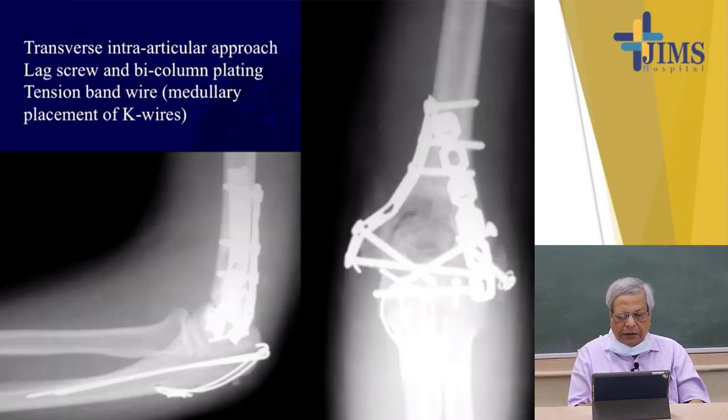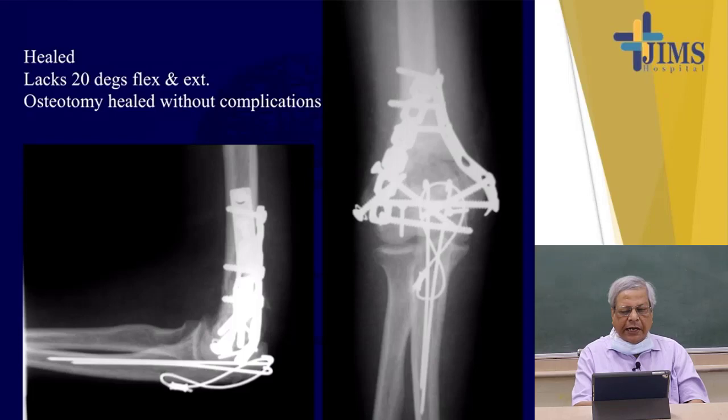This is a classical tension band wire that underwent olecranon osteotomy, and the triceps were reflected this way. Then this internal fixation was done. This is on the lateral side. This is a placed reconstruction plate, and this is another plate on the medial side. Healed, lacks 20 degrees flexion and extension, but he got back the full functional arc. So all the activities of daily living are possible.